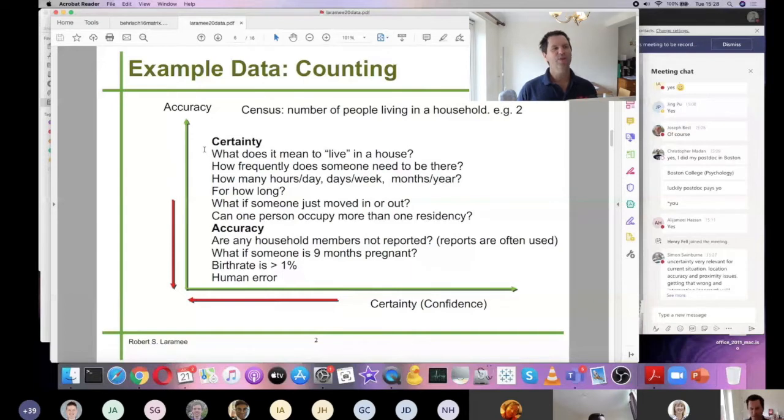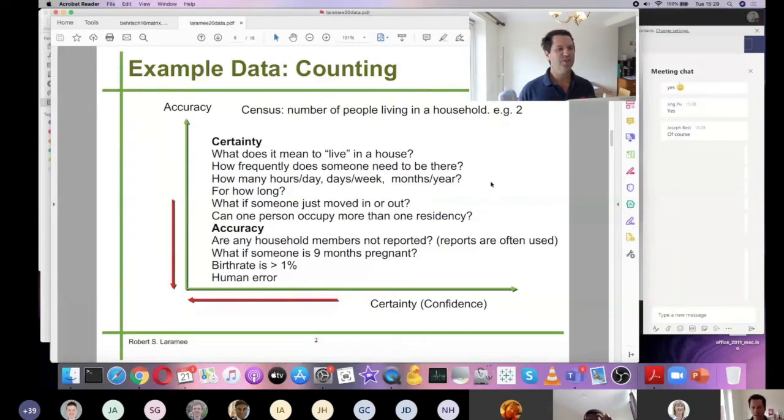I'm asking all these questions because they all pertain to certainty. When we see a census and we see, okay, 2 people live in this house, there's no information about the certainty and uncertainty there. All of these questions and all of these definitions are going to affect the certainty axis, or the uncertainty axis along X there. In other words, there's an uncertainty there that's generally ignored. That's generally what I'm saying here. The uncertainty in this number is generally ignored.